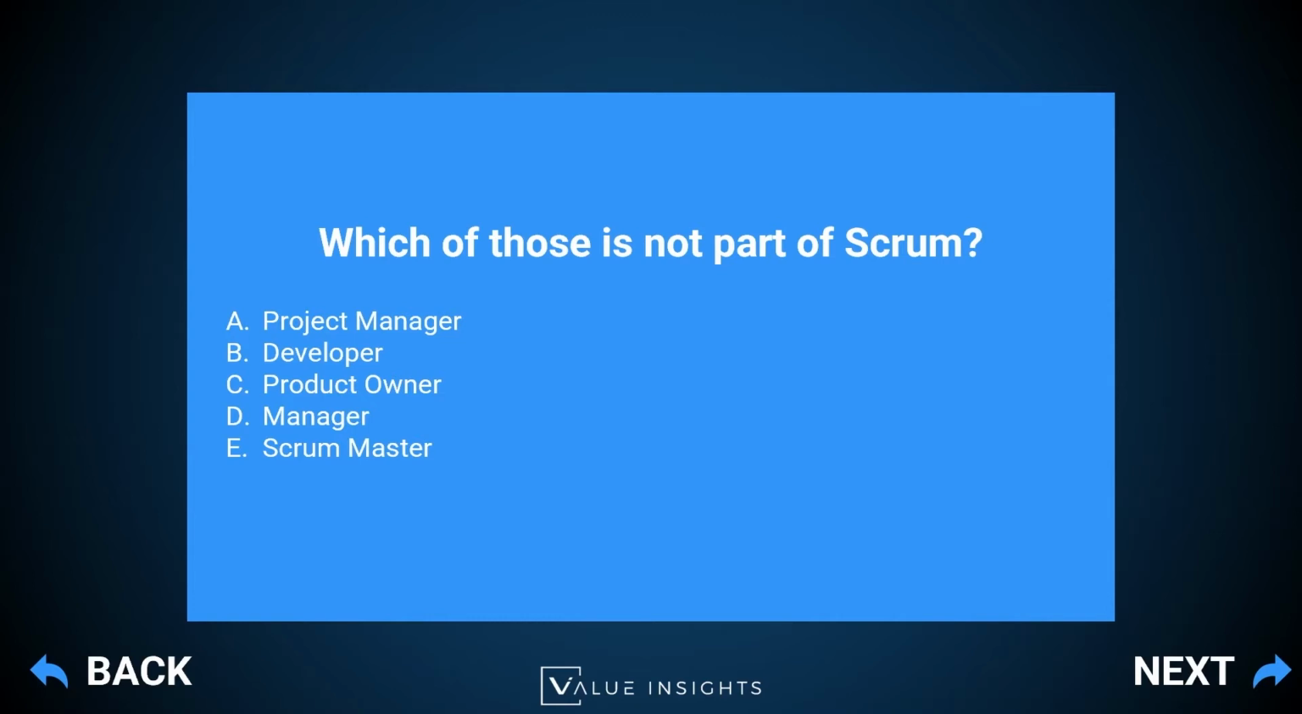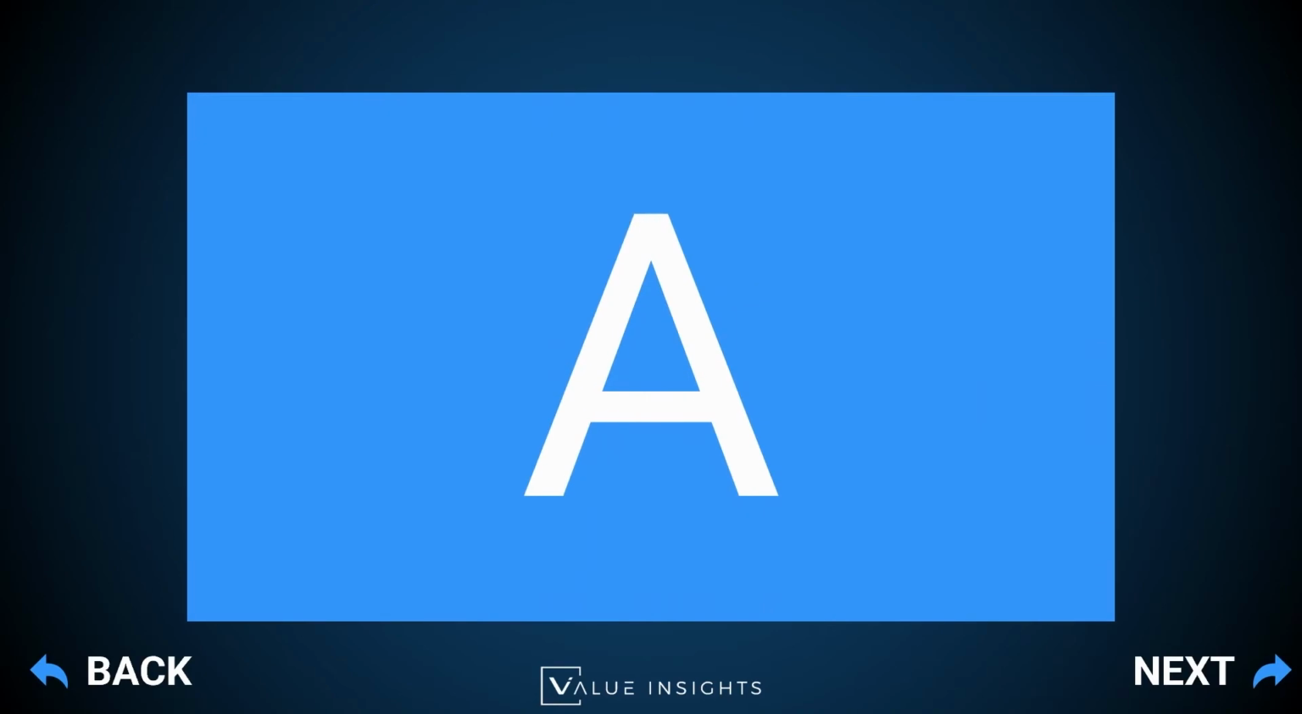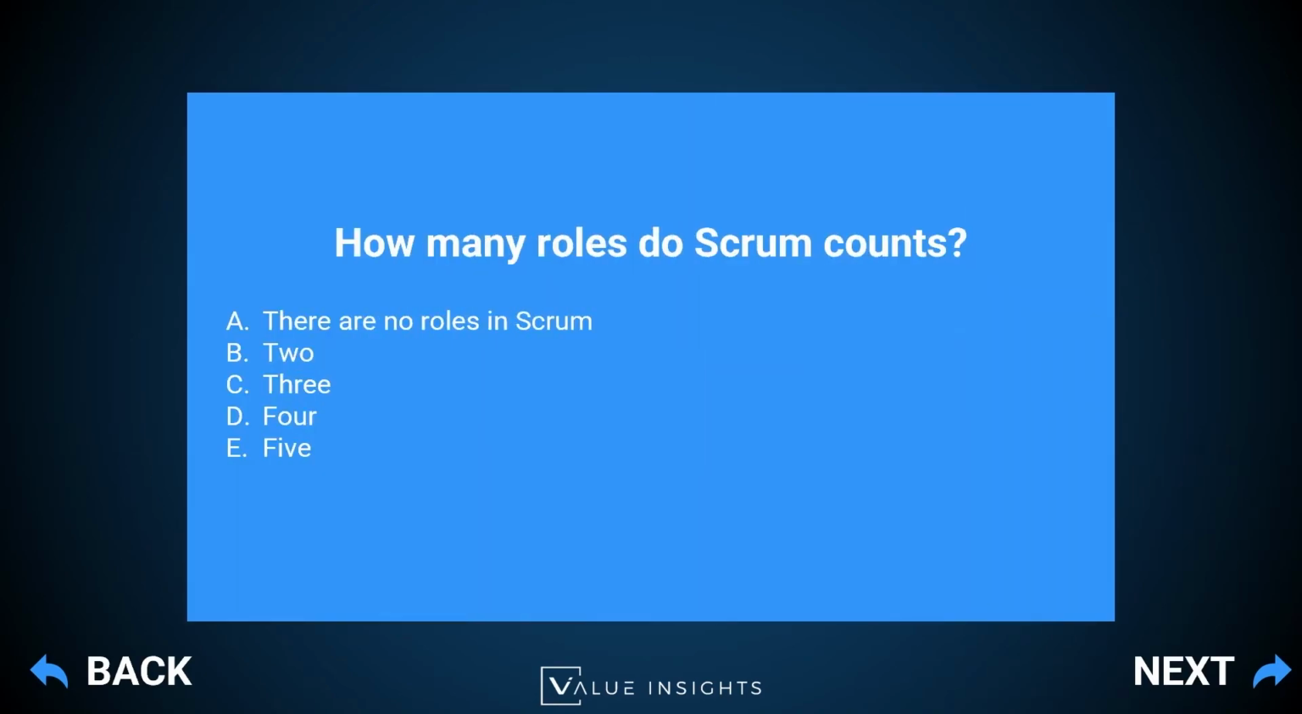Let's have a look at question number 2. How many roles does Scrum count? A, there are no roles in Scrum. B, 2. C, 3. D, 4, or E, 5? And the answer is A. So what is A exactly? Let's have a look. There are no roles in Scrum.